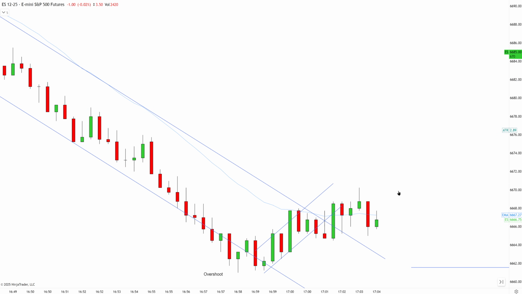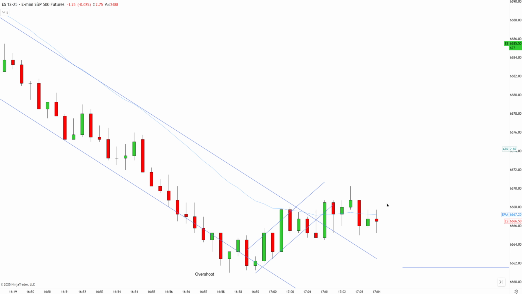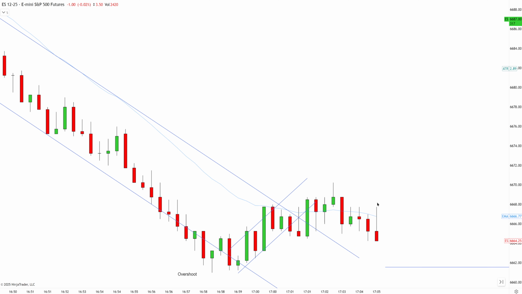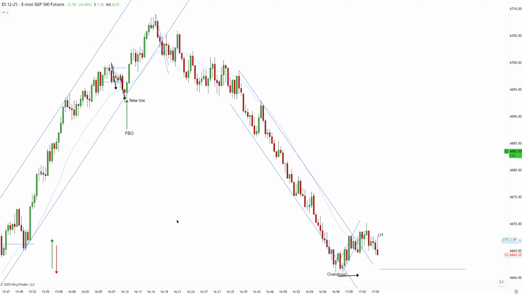Uptrend played out. Break below EMA, and now I'm considering a lower high because correction ended. You're back below EMA. Overshoot generated the stronger pullback. So now lower high is a decent setup and we have a lower high confirmation setup. The downtrend needs new low according to trendline rule. This is a great high probability setup.